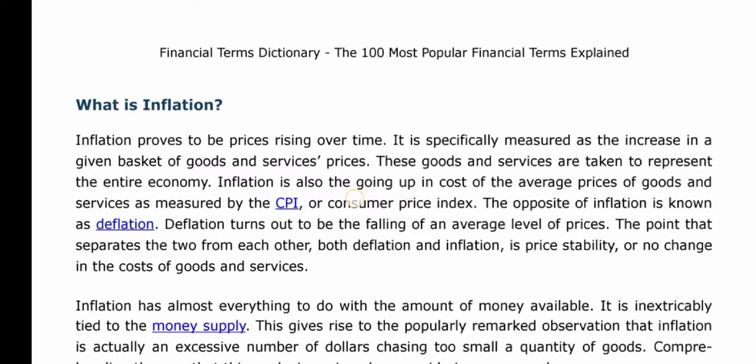Inflation is also the going up in the cost of the average price of goods and services, as measured by the CPI, or consumer price index. The opposite of inflation is known as deflation, which turns out to be the falling of the base level of prices. Both deflation and inflation differ from price stability, or no change in the cost of goods and services.